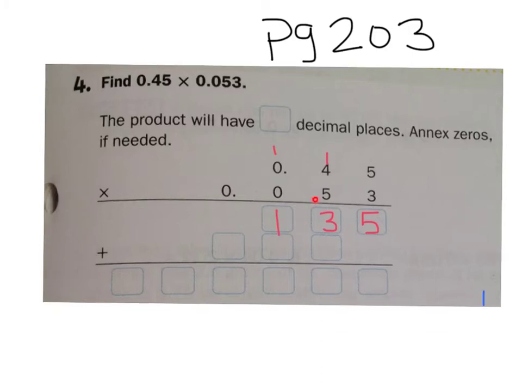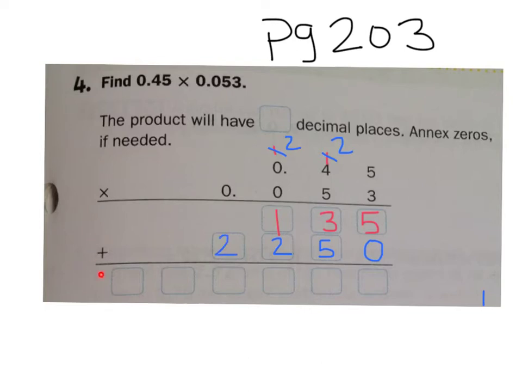Next, we're going to multiply everything times 5. Now that your 0 space holder is in place, you can take 5 times 5, which is 25. Carry the 2. 5 times 4, which is 20, plus 2 is 22. Carry the next 2. 5 times 0 is 0, plus 2 is 2.